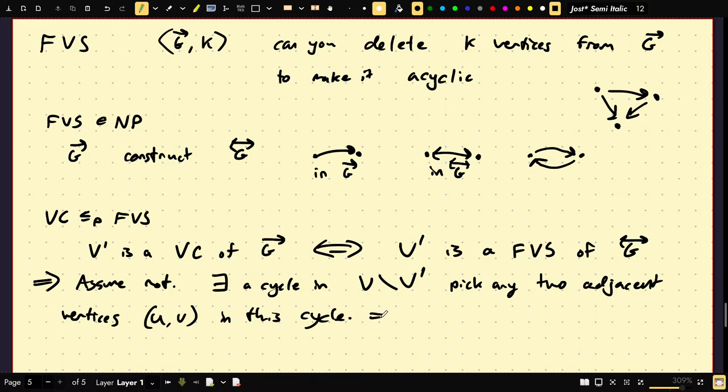So then that would imply that V prime did not cover some edge. So either U or V is not in V prime. So U comma V is not covered by the vertex cover. So V prime was not a vertex cover.